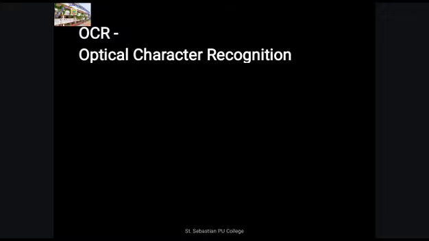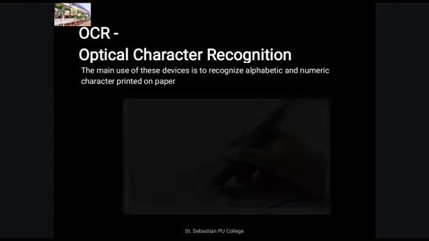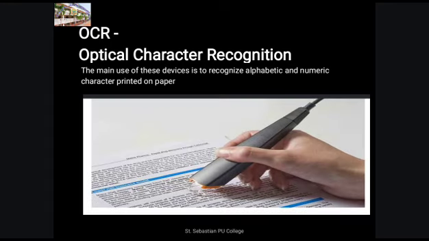Next one is the OCR, Optical Character Recognition. The main use of these devices is to recognize alphabet and numeric character printed on paper. The OCR technique permits the direct reading of any printed character without any special ink. With OCR, a user can scan a page from a book. The computer will recognize the characters in the page as letters and punctuation marks, and it stores. This can be edited using the word processor.